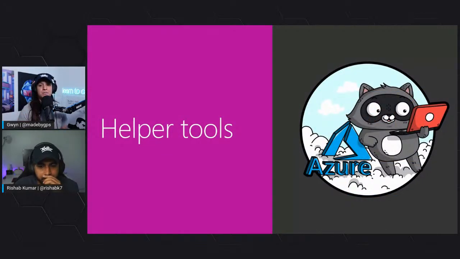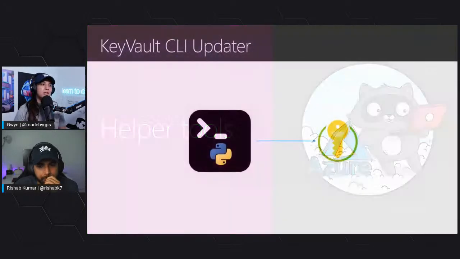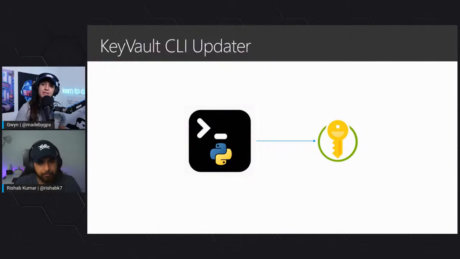Now, it's not just the solution itself. I mentioned that I had also built a couple of helper tools. So the first thing was building essentially a CLI that would interact with a Key Vault using Python. So if you used the CLI before, it was essentially something that said username, like update.